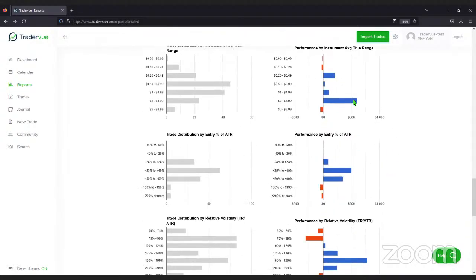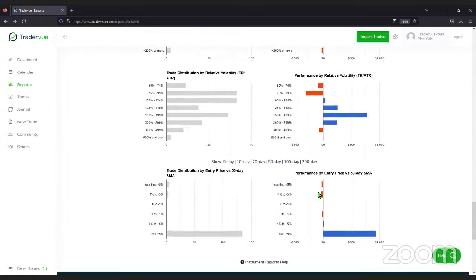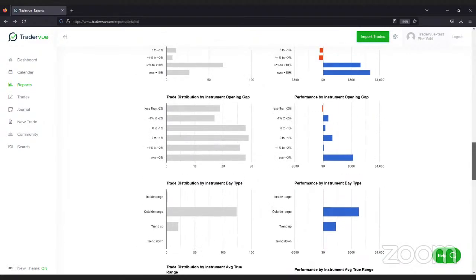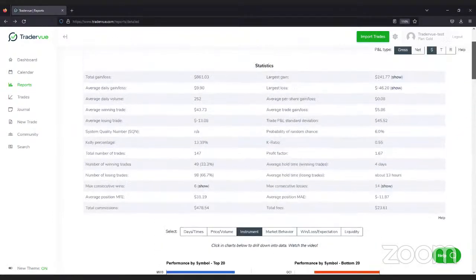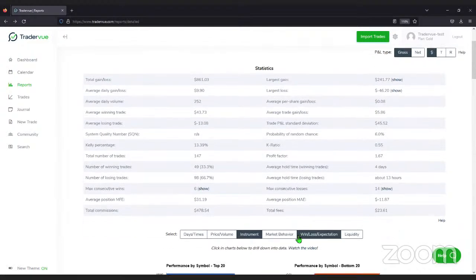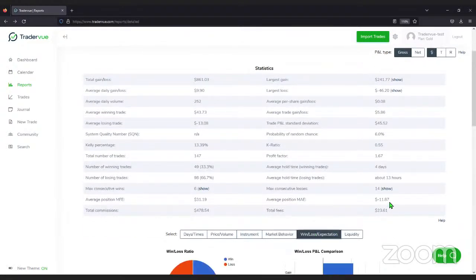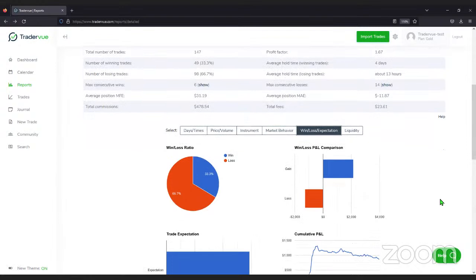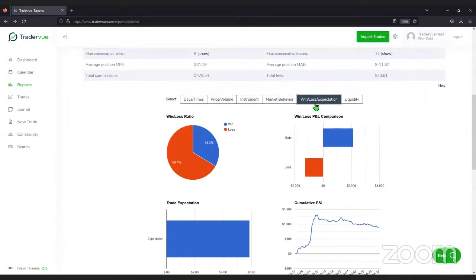And so yeah, if you scroll down, you have more information, which would take us forever because we have a lot of features and a lot of statistics that we looked into. I'm just trying to cover the ones that I think are the most important. And the last subsection here that I want to take a look at is win-loss expectation.